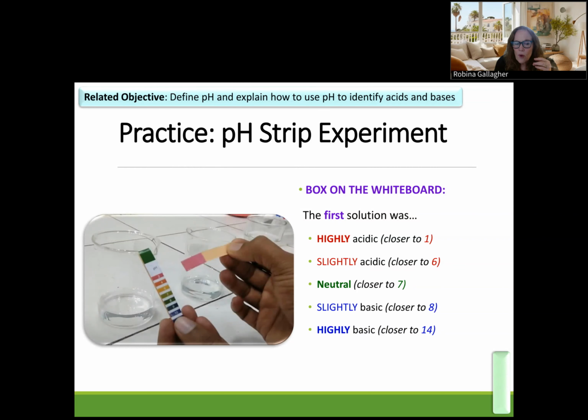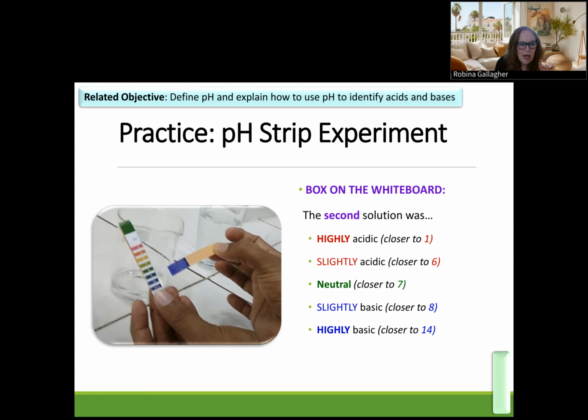Than it was to any of the blues, which indicate it's a base, right? The second solution was highly basic. It was a very dark blue.